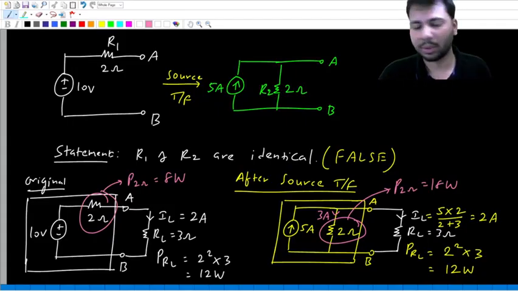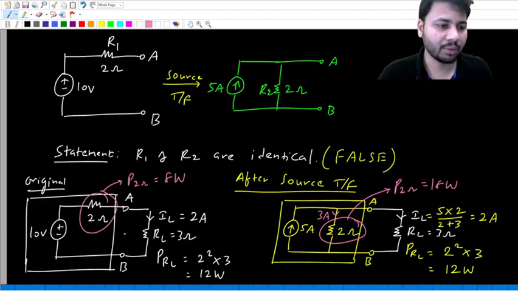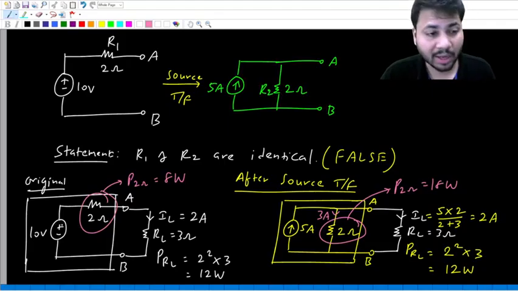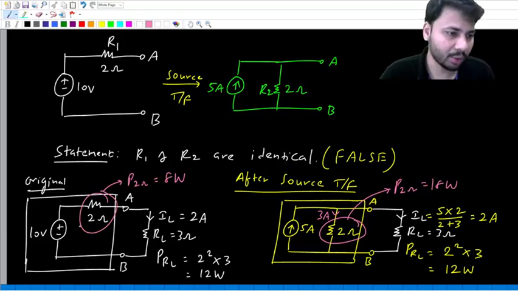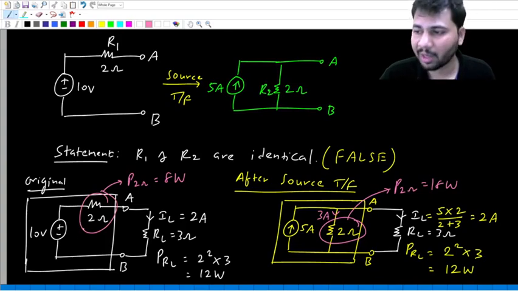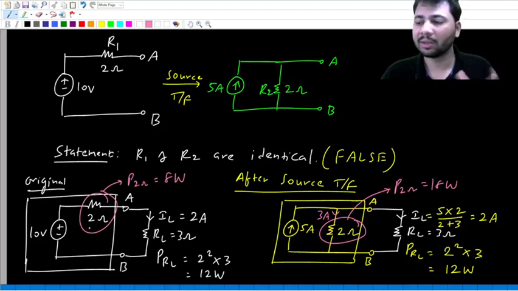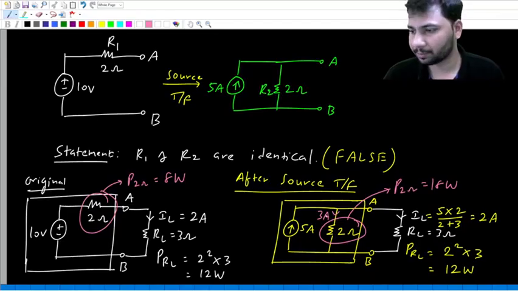We can do source transformation only if you are interested in voltage and currents outside this box. If you are asked about anything related to within the box, then you should not disturb the box. I repeat, if you are asked about anything within the box, it can be some voltage, some current, or some power absorbed or supplied, then do not touch the box. Do not change the box using source transformation. But if you are asked about anything outside the box, then you can always modify the box using source transformation. I hope I am clear.